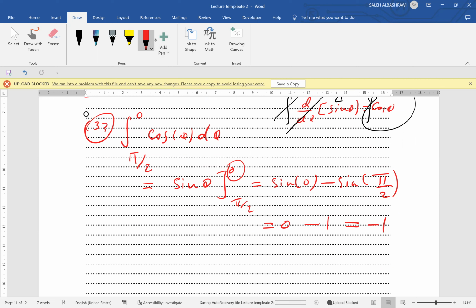So this is how to apply the fundamental theorem of calculus to evaluate the definite integral. Just find the antiderivative, then evaluate it at the upper limit minus the value at the lower limit, and that will give me the value of the definite integral.